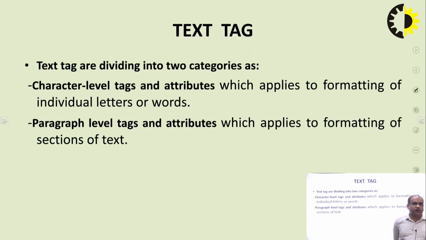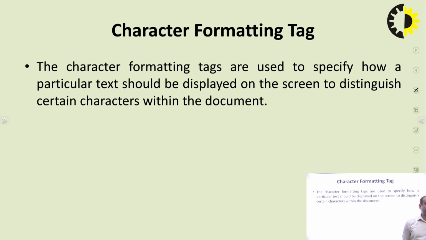Next, we are talking about text tags. Text tags are divided into two categories. First is character level text tags and attributes, which apply to formatting of an individual letter or word. Second is paragraph level tags and attributes, which apply to formatting of sections of the text.